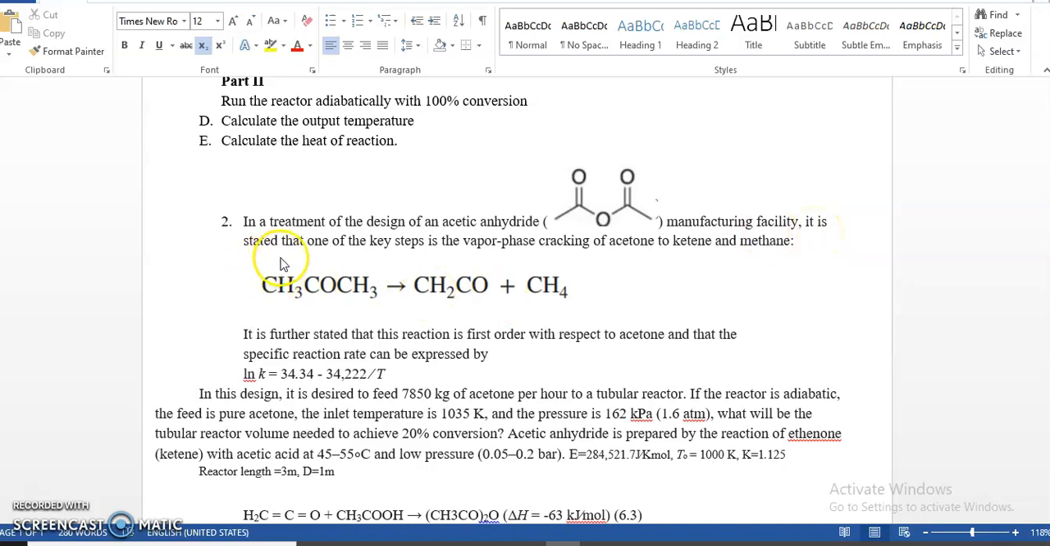It is stated that one of the key steps is the vapor phase cracking of acetone to ketene and methane. So the ketene and the methane are the intermediate products. So here we have the acetone, and it will be converted, cracked, into the ketene and methane.